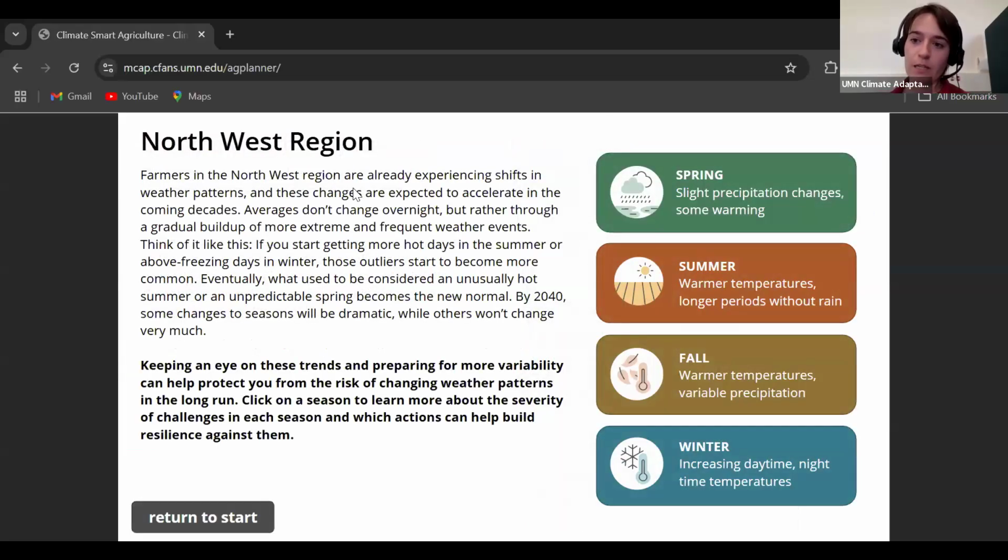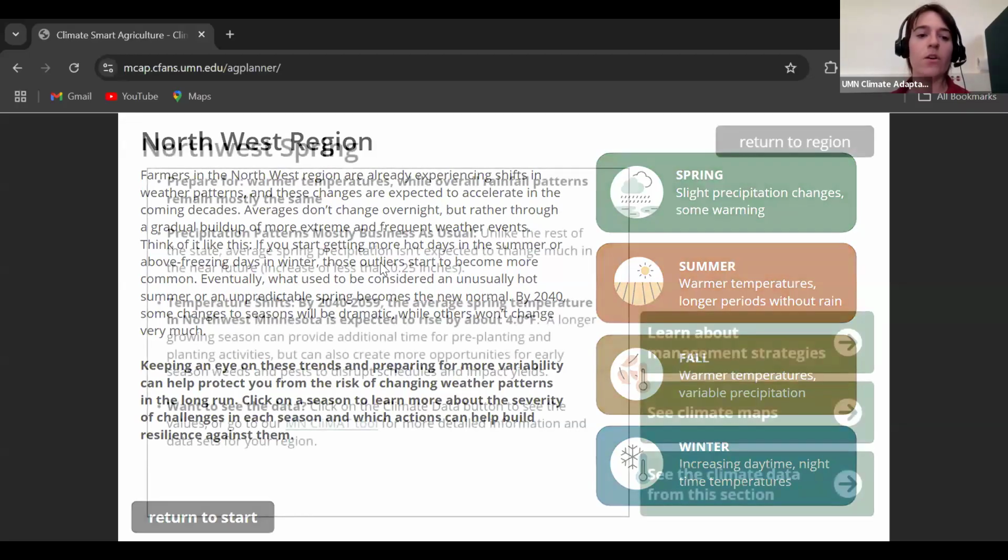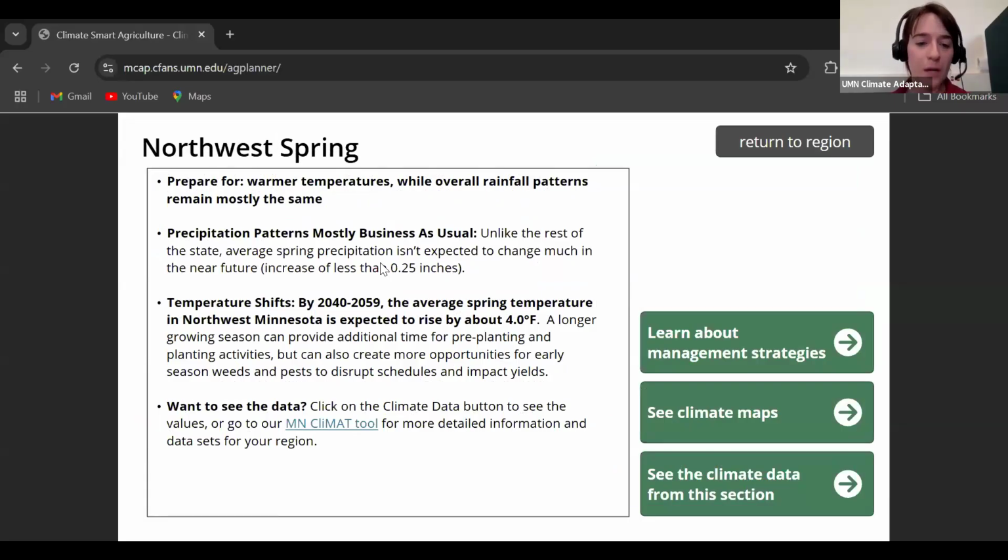Gives you a bit of an overview again of explaining how these shifts are occurring and how we can think of responding to shifts. You then can click on a season to find out more about expected changes. So for example, I'm going to take a look at summer. So it gives you an idea of what you might want to prepare for. It gives you a high-level summary of the changes we might expect to see, such as precipitation patterns in this part of the state not changing a whole lot, but temperature shifting.